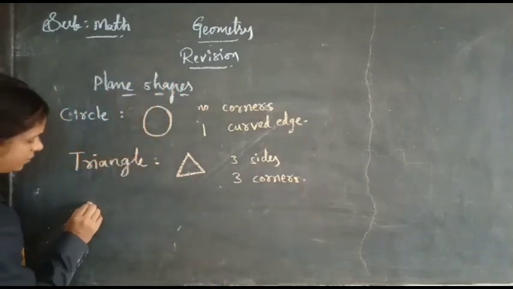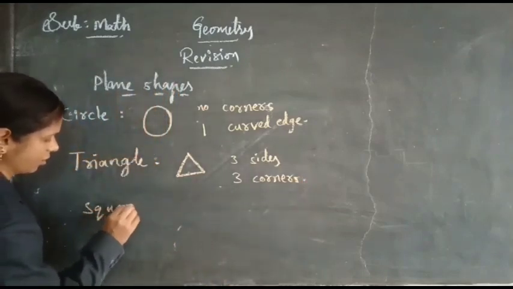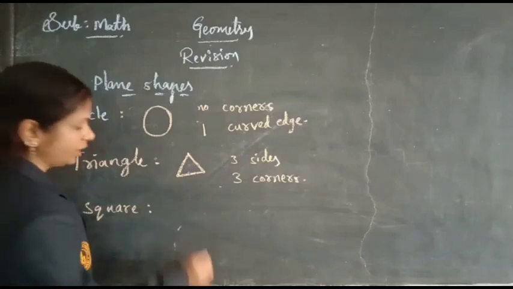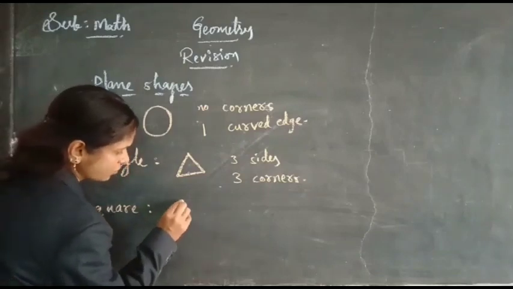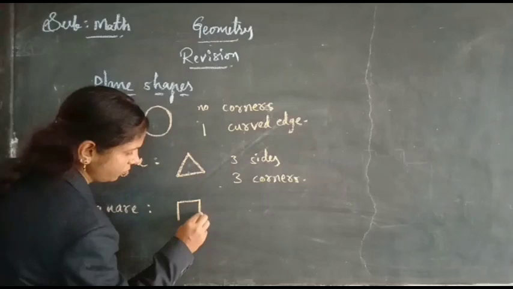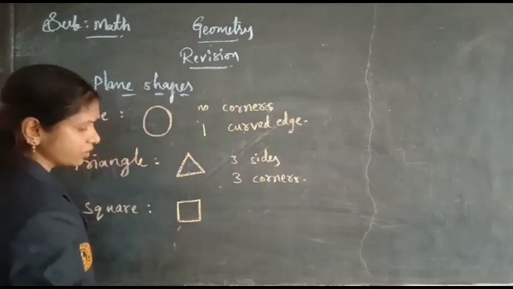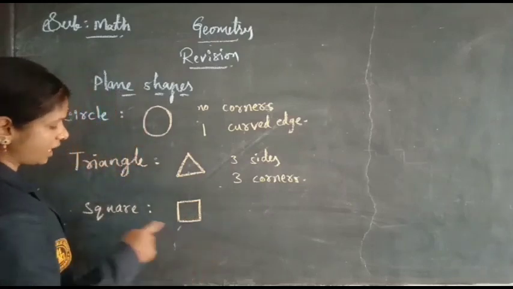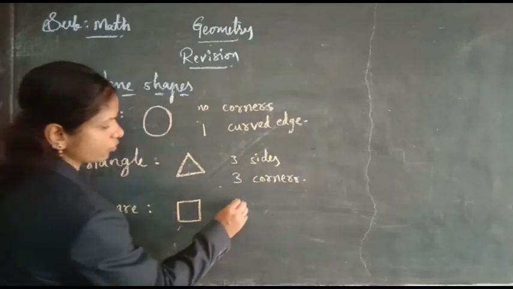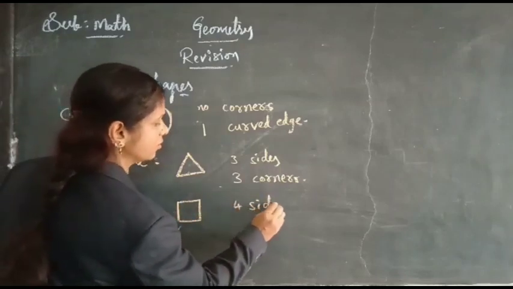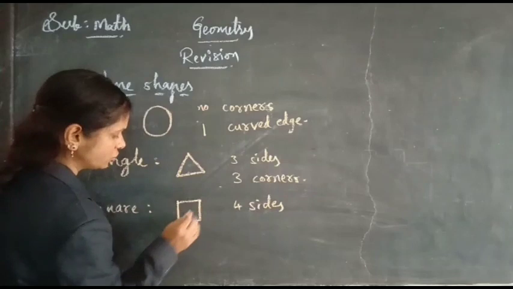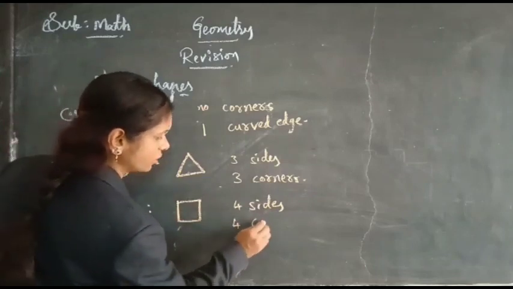Next, square, children. This is a square, which I am drawing now. So this is a square. A square has 4 sides and 4 corners.